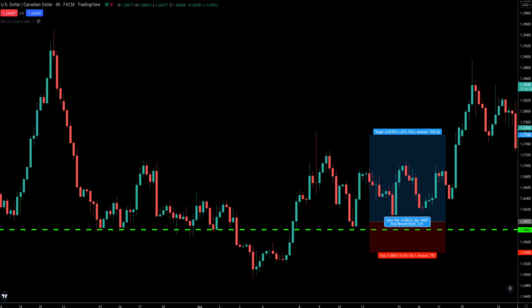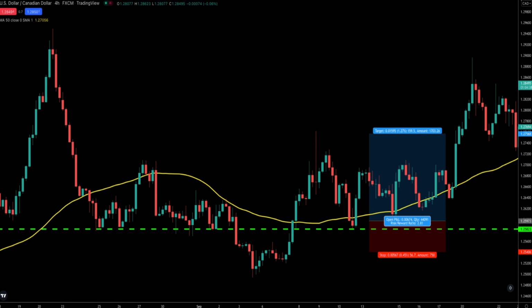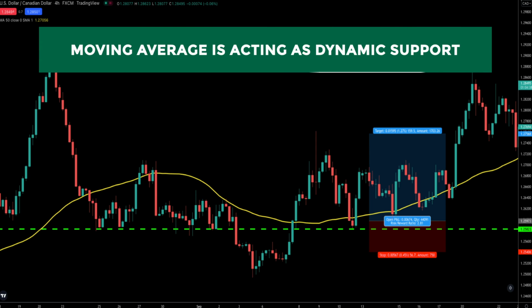Mind you, you don't need both confirmations before entering a trade. You can trade with either of them. But if you have both confirmations on the same setup, then it's a high probability setup. In this case, if we add in the 50 period moving average, we will see that the moving average is acting as dynamic support as well. This is an A+ setup which I would be very confident in taking.